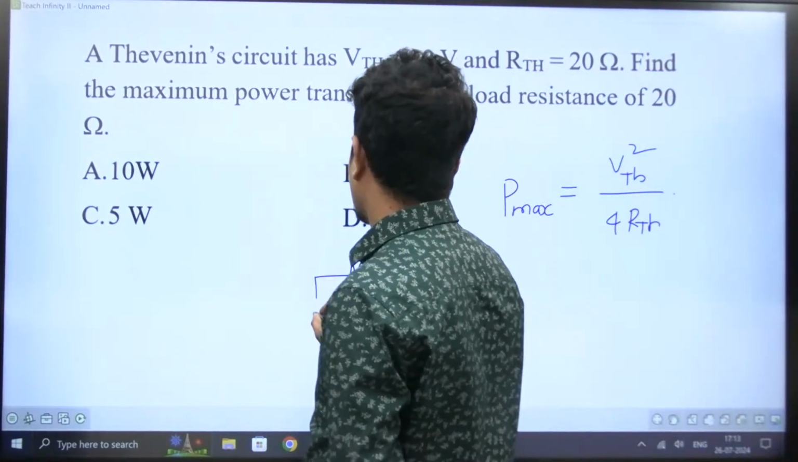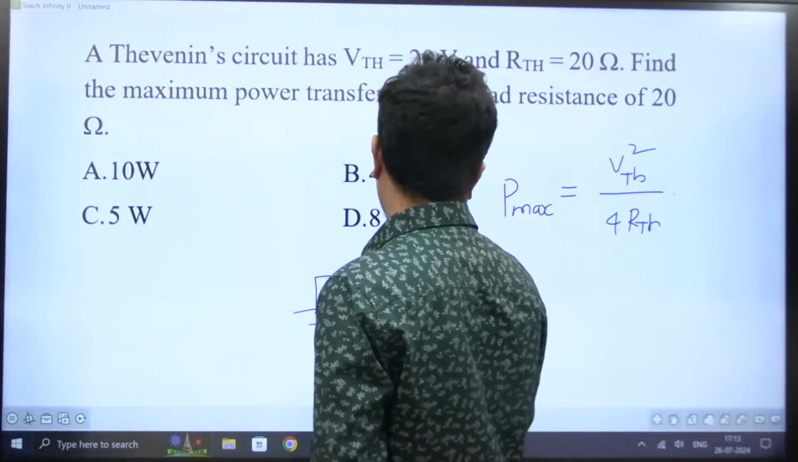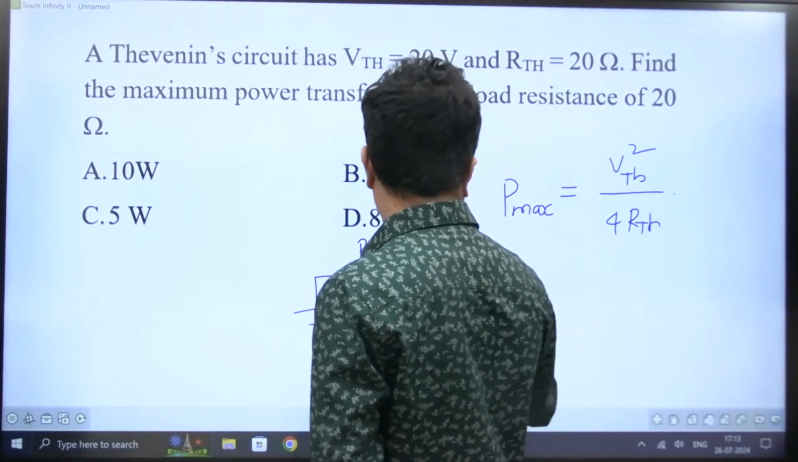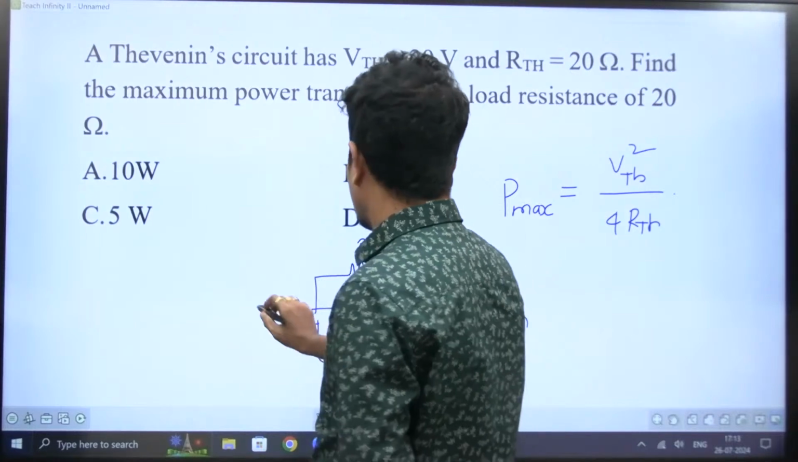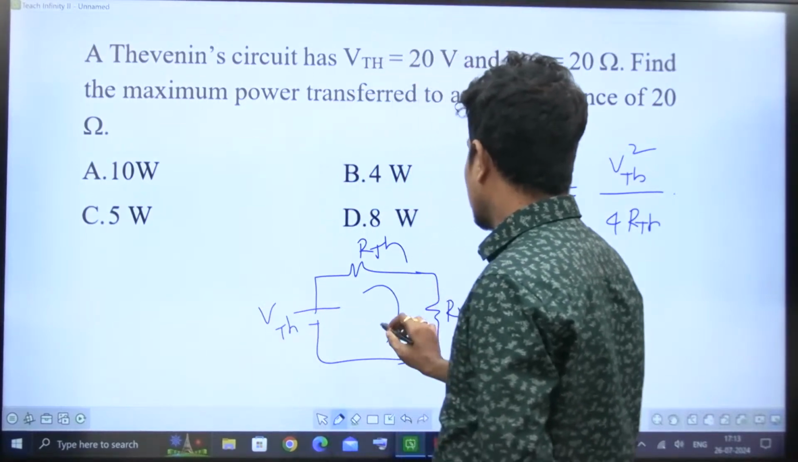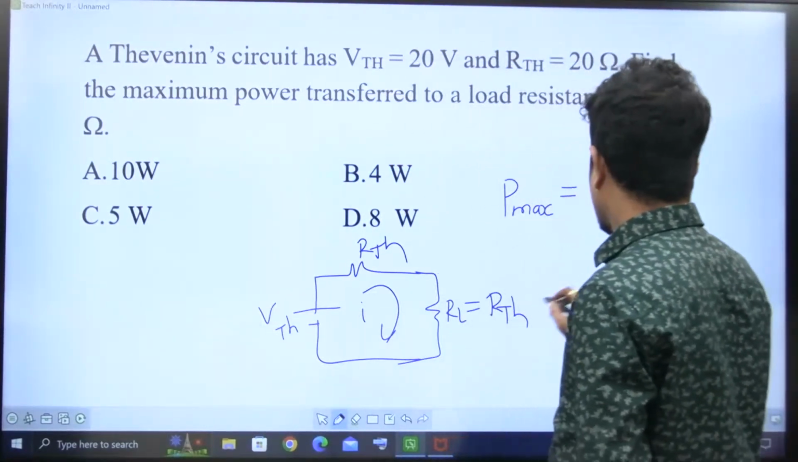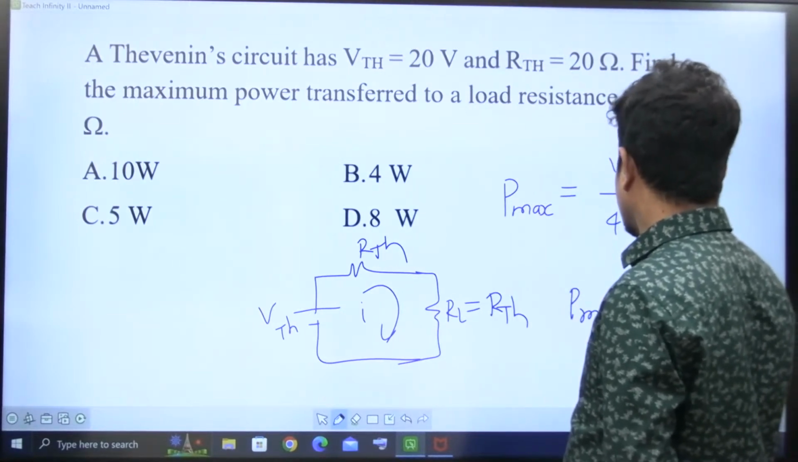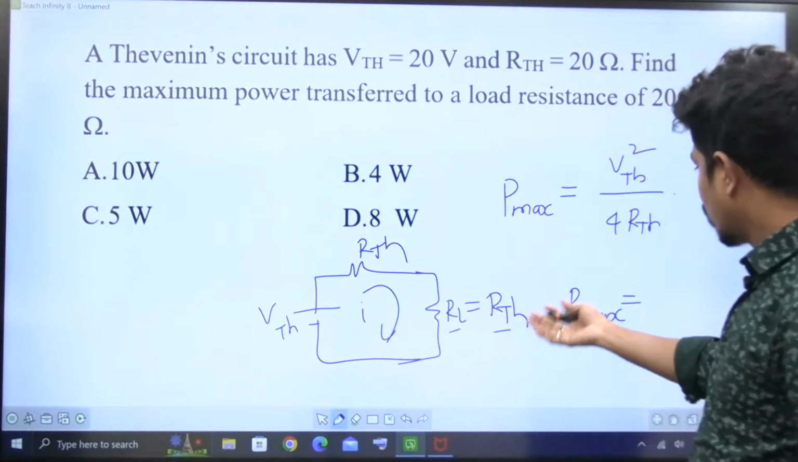Even if you forgot the formula, you can get it directly. This is RTH, this is RL. But for maximum power transfer, RL must be equal to RTH. This is VTH, the current is I. What is the power delivered to the load? Power is equal to P max only. Why? Because when RL is equal to RTH, the power delivered to the load is maximum.